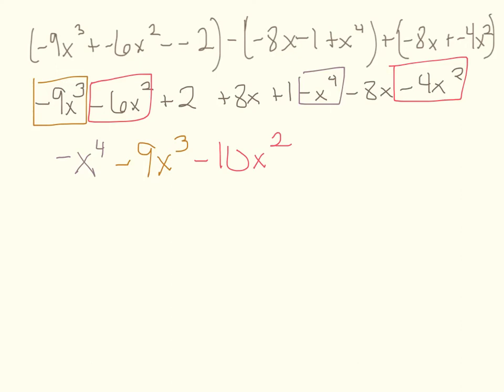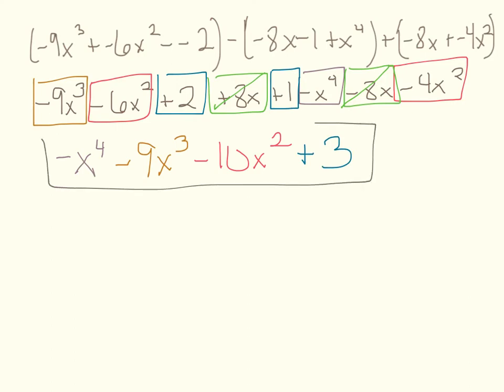Then we look for our x's, which we have here and here. But 8x, negative 8x, they're opposites, so they cancel. Then we look for the numbers, or the absolutes, and 2 plus 1 would be 3. And that is your final answer.